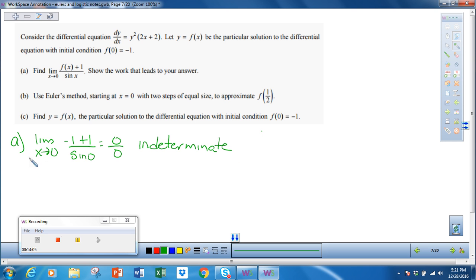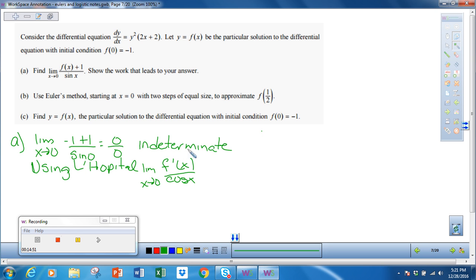Now, on last year's test, students were penalized if they didn't show that they had to use L'Hopital. So it's important that you first show that it's indeterminate. That's important because you'll lose points if you don't do that. And then secondly, you have to show that you use L'Hopital. So you have to do something like, I think they wanted you to write something like using L'Hopital. Okay, so using L'Hopital, we get f prime of x over cosine of x. And this is the limit as x approaches 0.